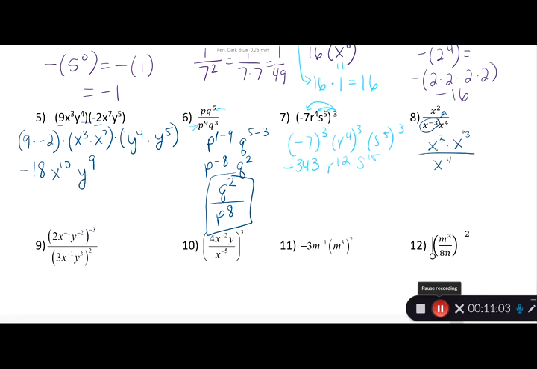Now I'm going to combine. In the top, I'm multiplying, so hopefully you remember that rule is addition. So I get x to the fifth over x to the fourth. Now I do subtraction. 5 minus 4 gives me just x for my answer.